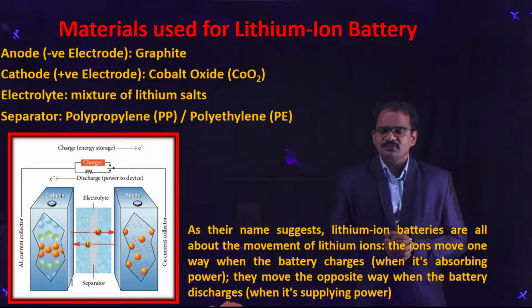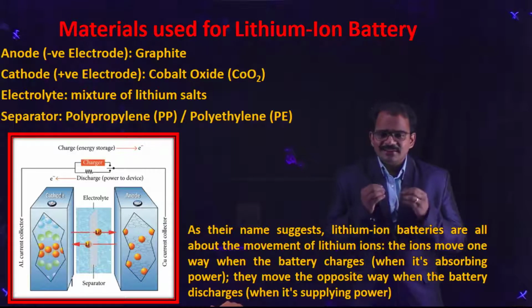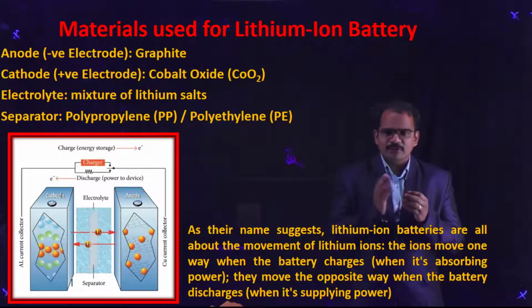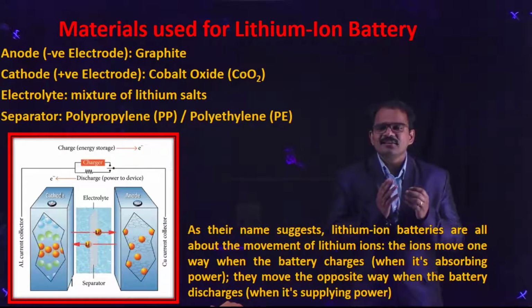The electrolyte used in the lithium ion battery is a mixture of different lithium salts, and the separator used in this battery is polypropylene or polyethylene. As the name suggests, lithium ion batteries are all about the movement of lithium ions from anode to cathode and from cathode to anode during the charging as well as the discharging process.